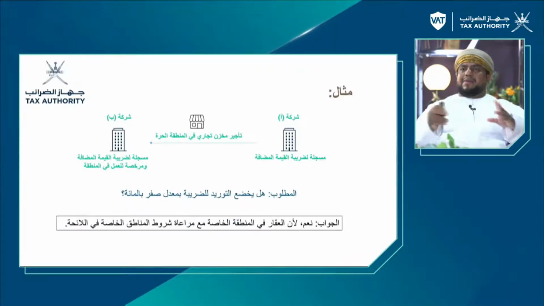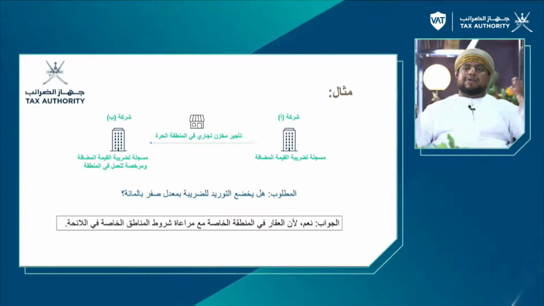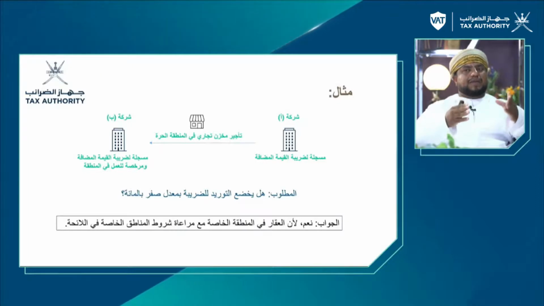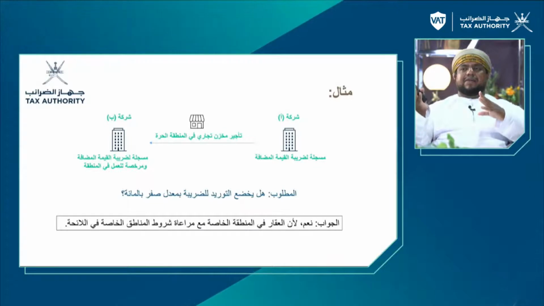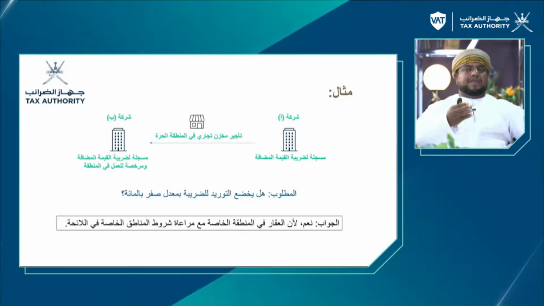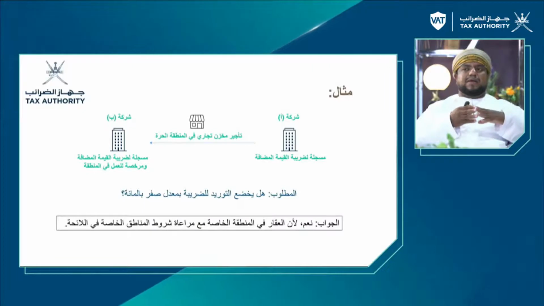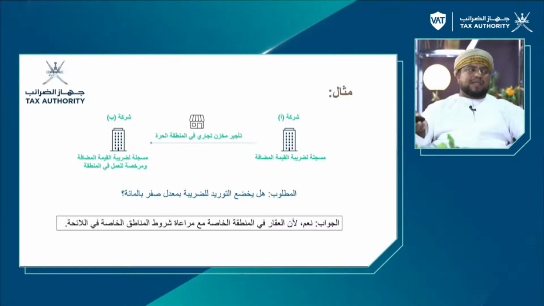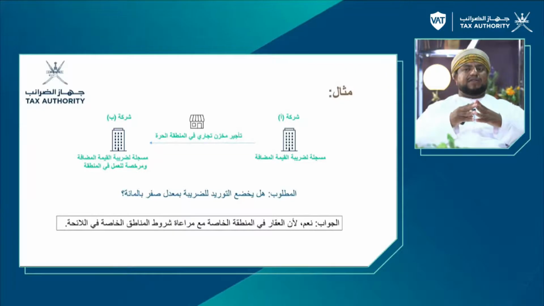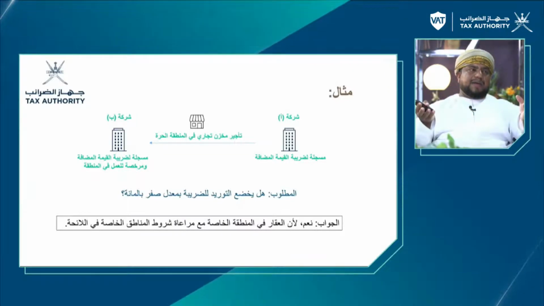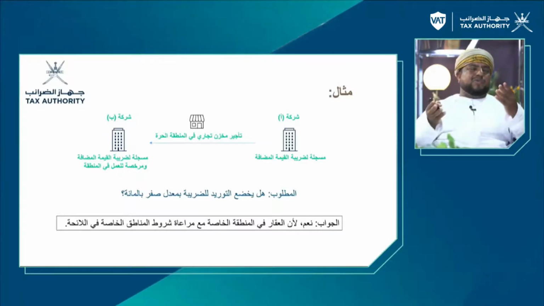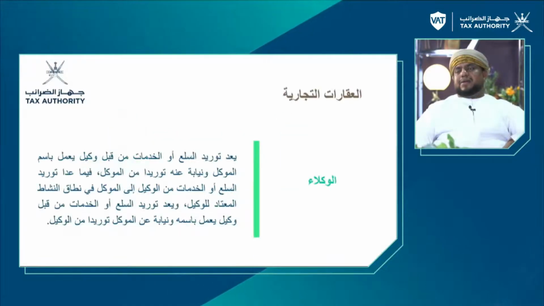Now, for example, we have two companies. Company A is registered in the VAT system, and company B is also registered in the VAT system and also licensed to work in the free zone. Company A has leased a commercial warehouse in the free zone to company B. Is this taxable or not? This will be exempted, at 0% tax, and we need to take into consideration the procedures and also the specifications identified in the bylaw.